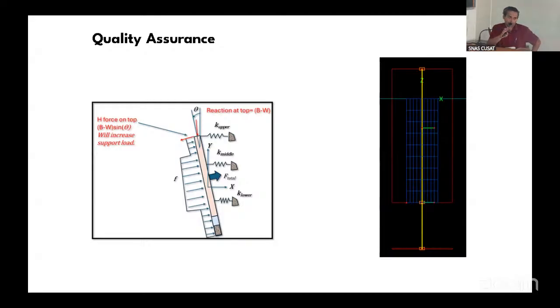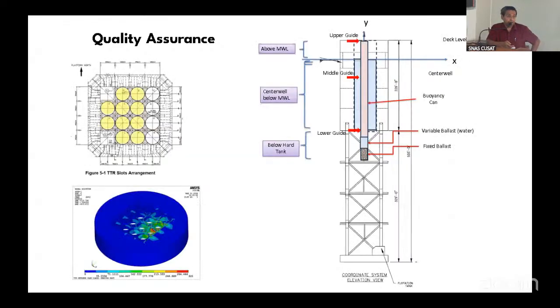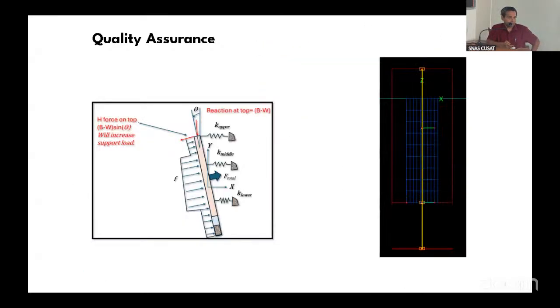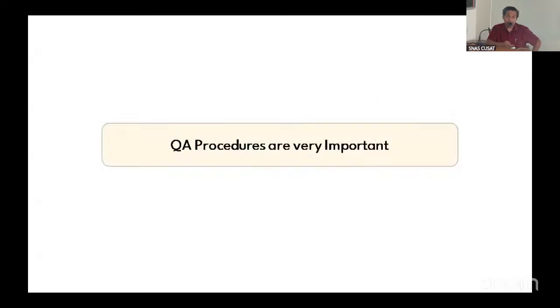Because FE analysis is essentially a numerical model to deal with the complexity out there. And if you don't model it properly, it's like what they always say, garbage in, garbage out. So basically, the QA procedures are very, very important. You need to have a good QA procedure always.